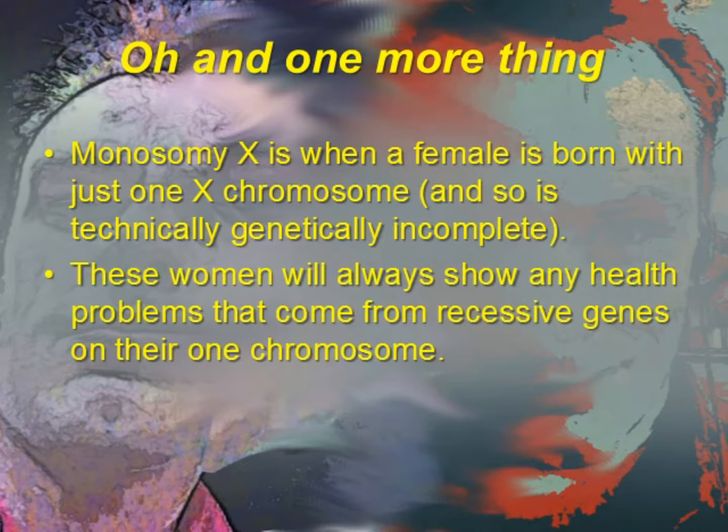But the women who are born with a single X chromosome will have more health problems on average, because all of their recessive genes that might carry health problems associated with them will always be expressed. There is no chance that they have a dominant healthy gene on their second chromosome, because they don't have a second 23rd chromosome. So that's why they are more prone to certain health problems.